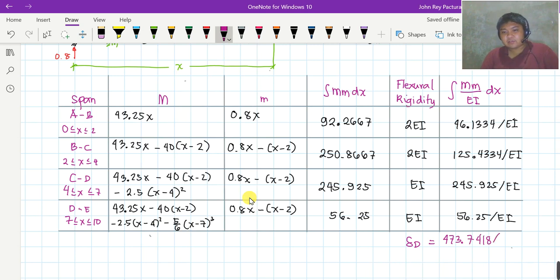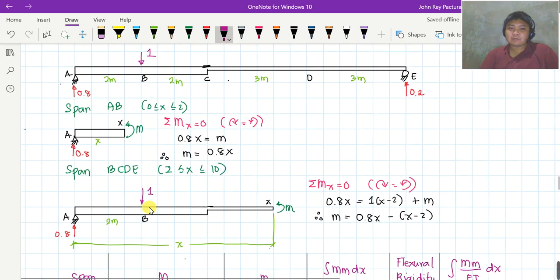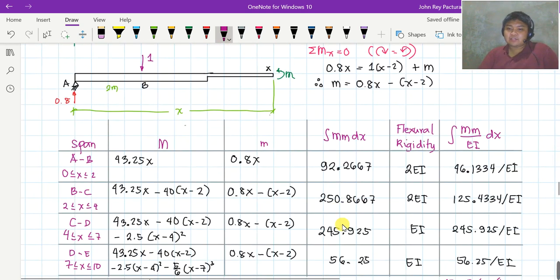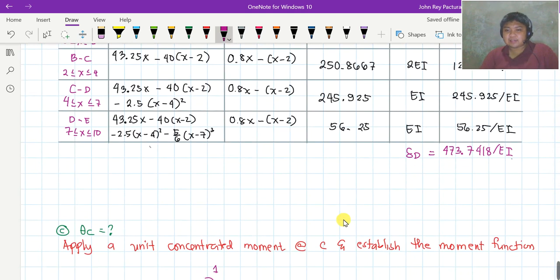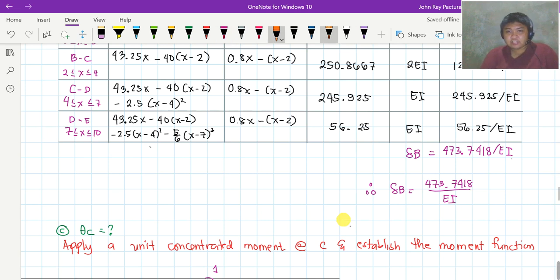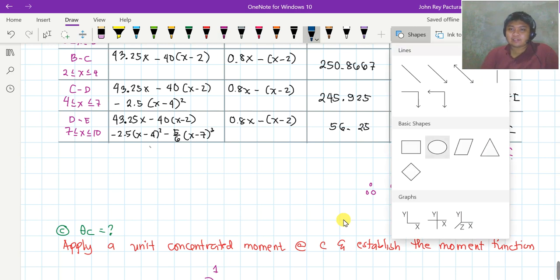Okay? 473.7418 over EI. So, since ang assumption kasi natin ay pababa siya, so positive din yung naging final answer natin, class. Therefore, tama yung initial assumption na yung deflection at P pala ito ay 473.7418 all over EI. This time, downward siya. Okay? Kasi nag-positive yung sagot.